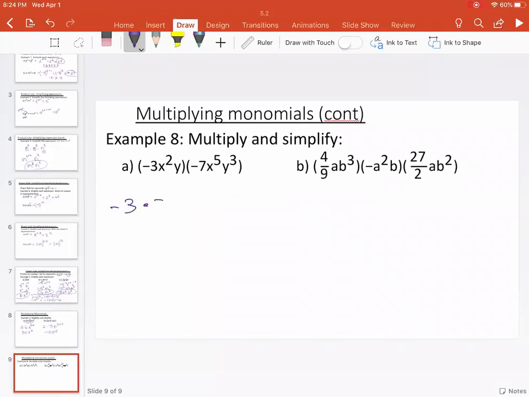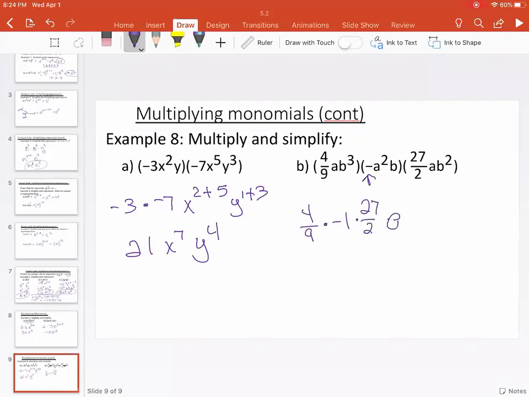Multiply the coefficients, add corresponding exponents. In other words, exponents that have the same variable and base. So I've got 21, x to the 7th, y to the 4th. Here I've got 4 over 9 times a negative 1, right there, times 27 over 2. And then I've got a to the 1 plus 2 plus 1, and b to the 3 plus 1 plus 2.